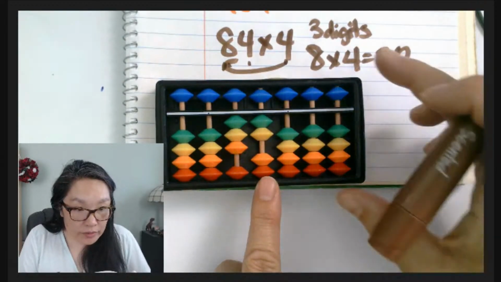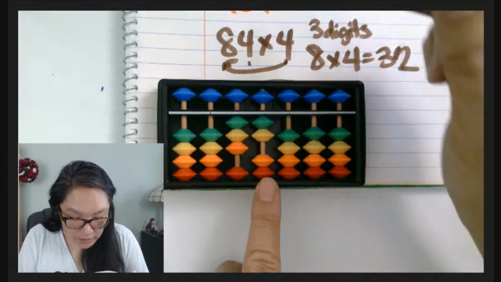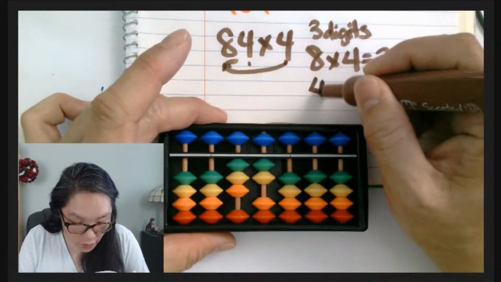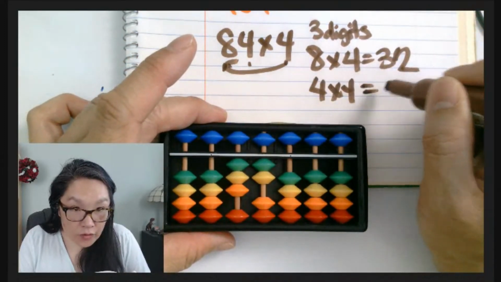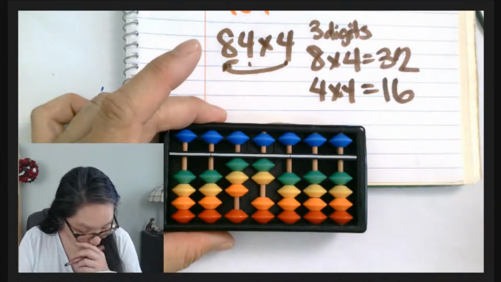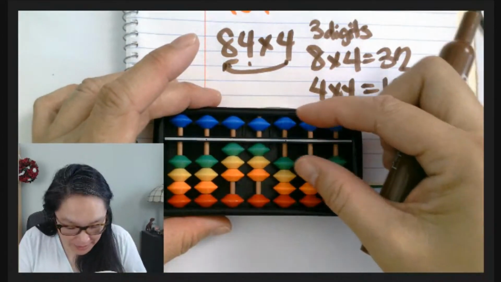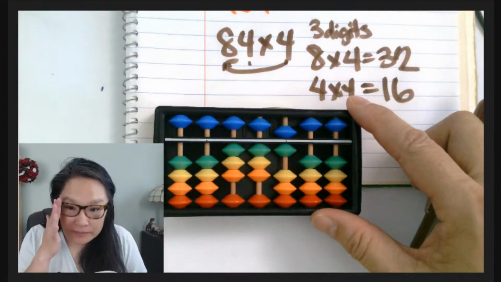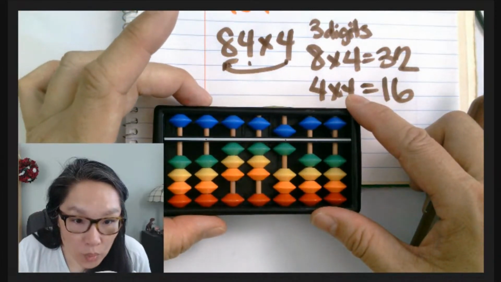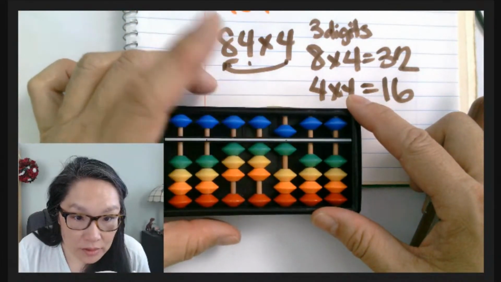And then what are we going to do? Well, next we have to do 4 times 4. So 4 times 4 is equal to 16. So I add my 1 and then I add my 6. What is my final answer?